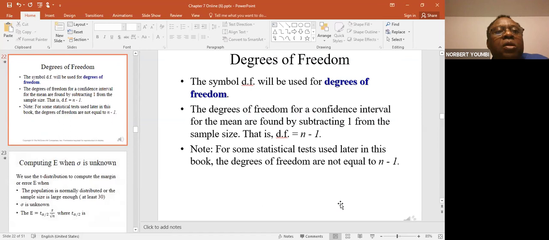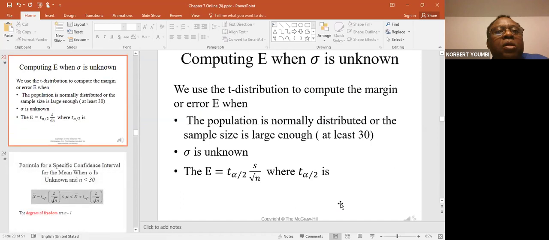The symbol df stands for degrees of freedom, which is n minus 1. We use the t-distribution to compute the margin of error E when the population is normally distributed and the sample size is large enough. When sigma is unknown, we use S in place of sigma, and instead of the Z distribution, we use the T distribution to get the formula for the margin of error as it is here: T alpha over 2, S over square root of n.